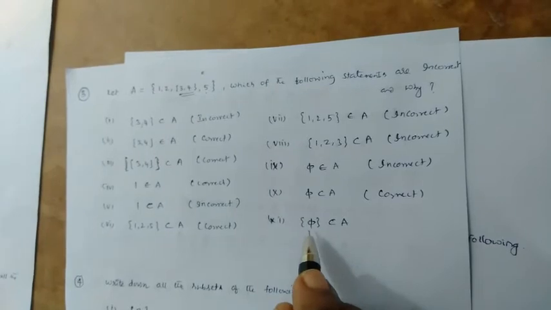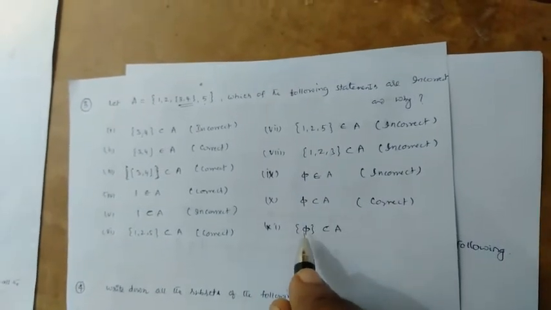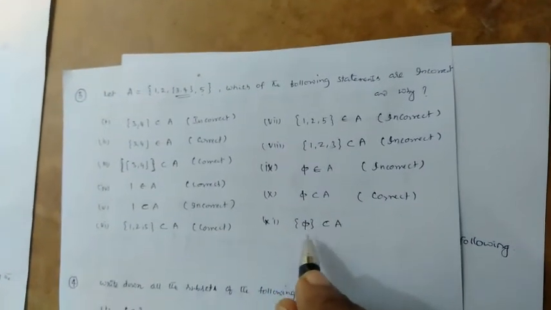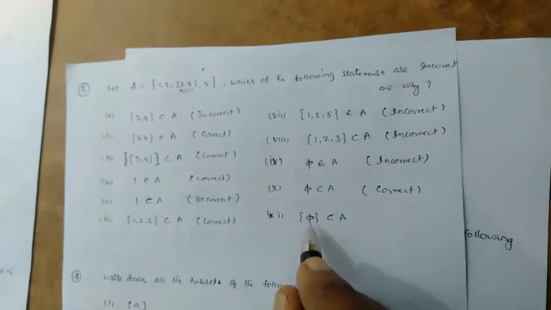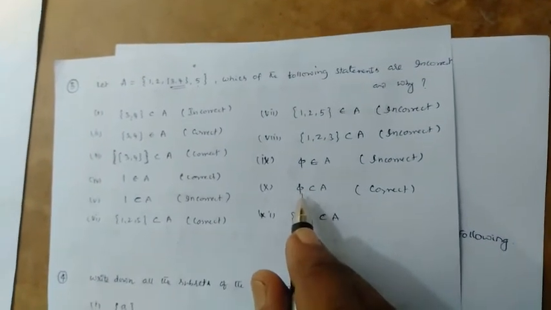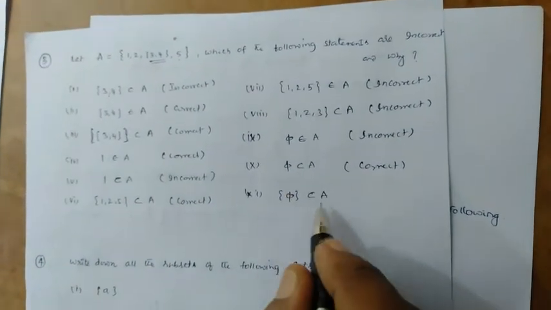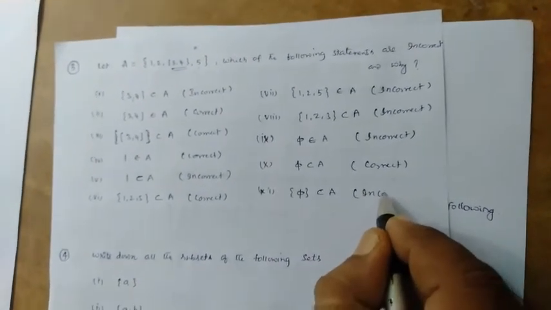And the singleton {5}: it is already a subset, so there is no need to put the symbol like this. So 5 itself is a null set, empty set. So this is also an incorrect statement.